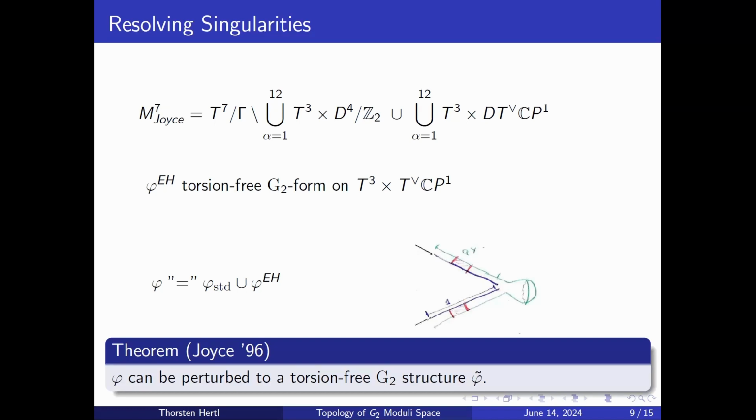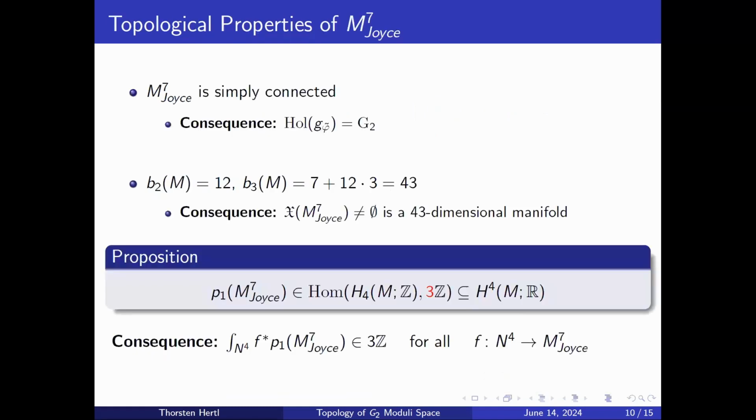So, therefore, the resulting manifold M7 has a torsion-free G2 form. So it's a Riemannian metric with holonomy contained in G2. If we take a closer look at the underlying topology of that manifold, we see that it is simply connected. This is just an iterative application of Seifert-van Kampen theory. And so the holonomy of the underlying metric is not just contained in G2, but it's the entire group.